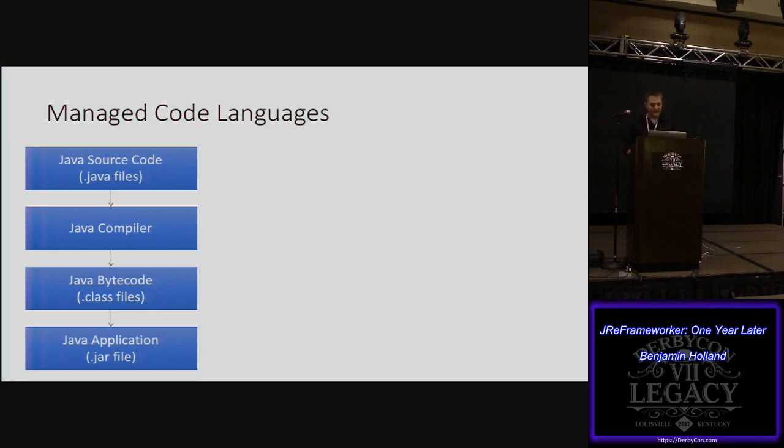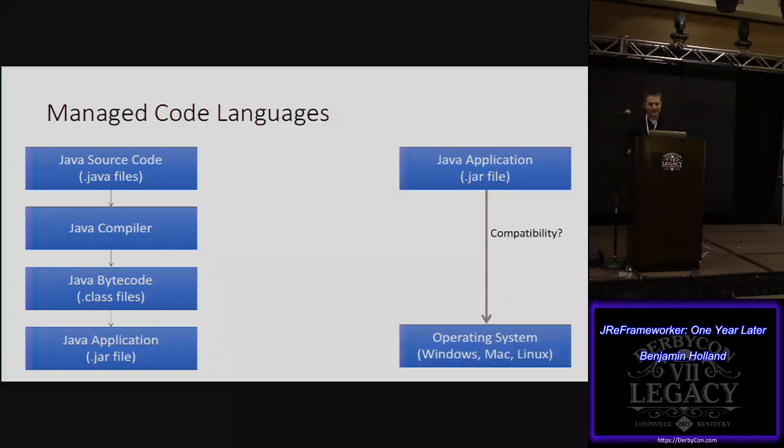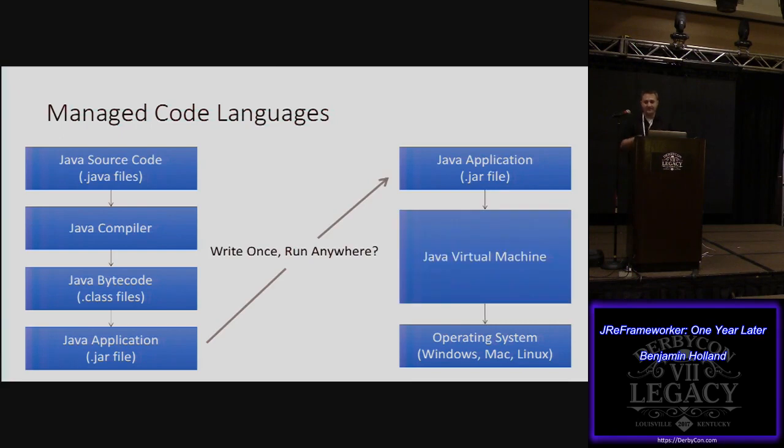But what's cool is we can take that jar file and somehow run it on all these different operating systems: Windows, Mac, Linux, Android. They somehow all work, right? We don't have to create a different jar for each target. So how does that work? Well, they have this virtual machine, which is in between, interpreting the Java bytecode instructions and then running them with the corresponding commands on the target machine.